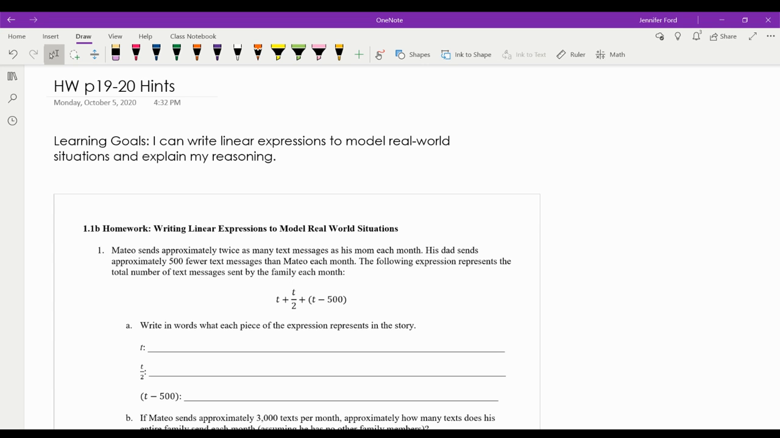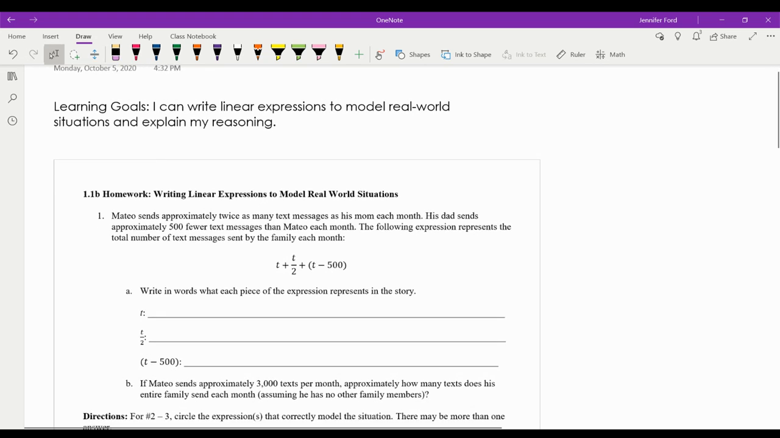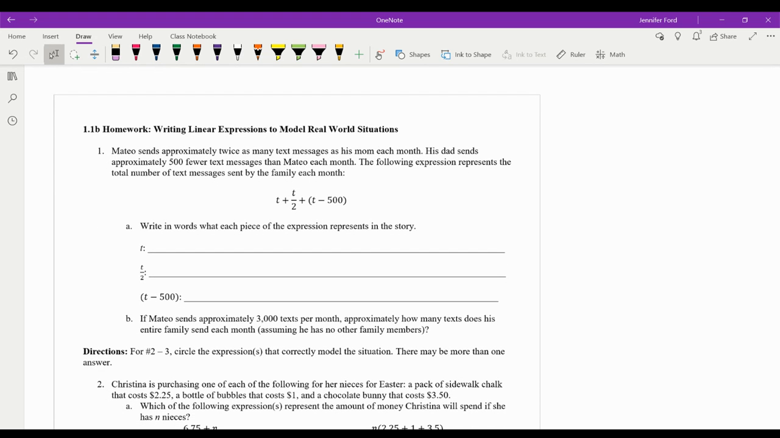Hi, friends. I want to give you some hints to make sure that you're on the right track for this homework assignment. Our learning goal for this assignment is that you can write linear expressions to model real-world situations to explain your reasoning. And this assignment is a little bit scaffolded for you, which means that I'm giving you challenging problems, but I'm also giving you bits and pieces along the way to help you make sense of this. So let's do this first one.